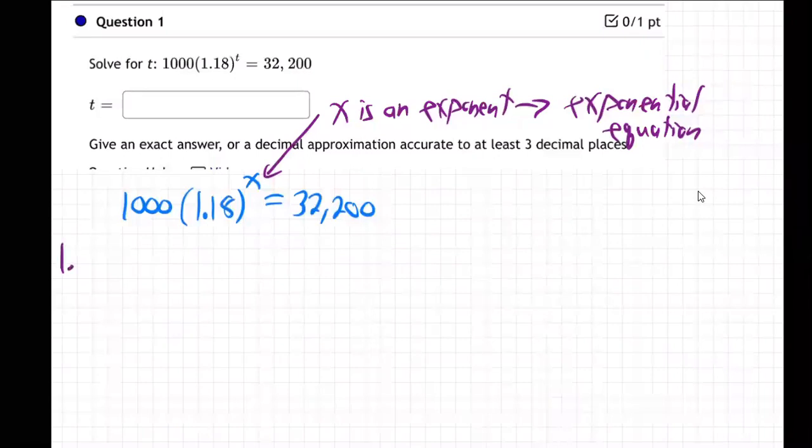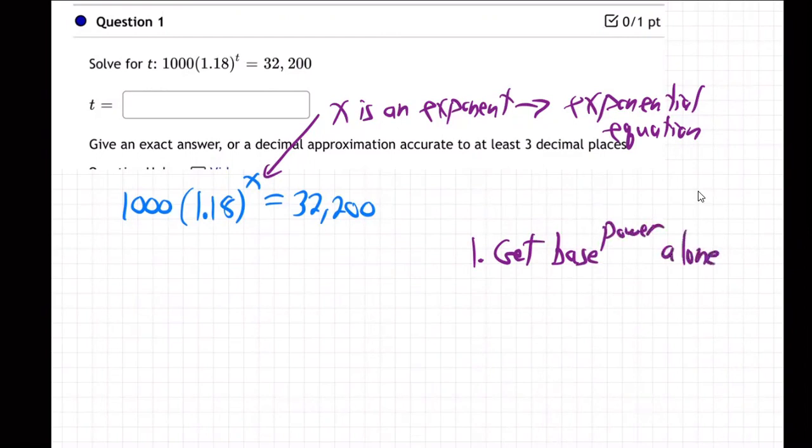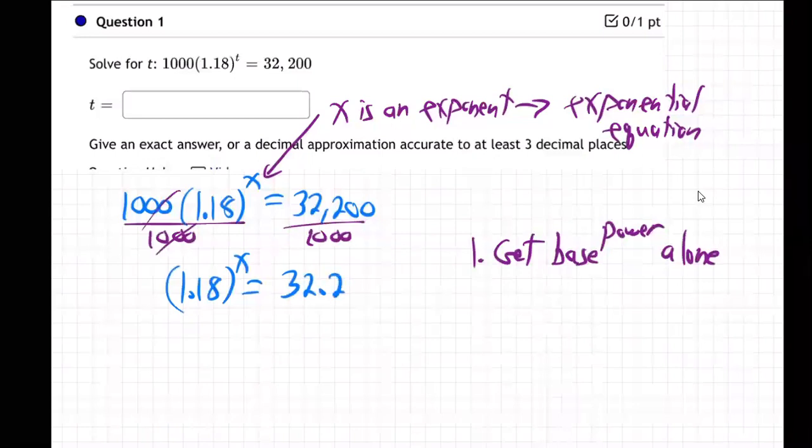Step number one, we're going to put it over here. Step number one, get the base to the power piece alone. So that would require dividing both sides by 1,000. And so we get 1.18 to the x. Use your calculator. See, actually, we can just do this by hand. 32.2, right? Because it just moves the decimal back 1, 2, 3 places when you divide by 1,000. I don't know if you know that rule.